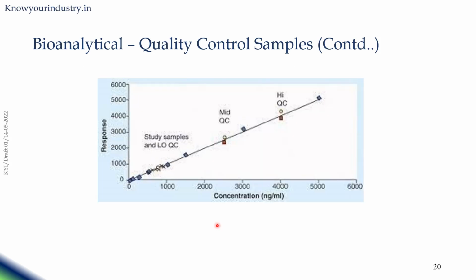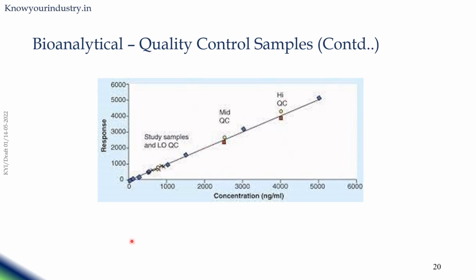This particular slide talks about how the QC samples are constructed across the working range, or the calibration range, of the particular bioanalytical method. Here is the high QC, here is the middle QC, and here is the lowest QC being used. Sometimes you have additional QCs in between this range.